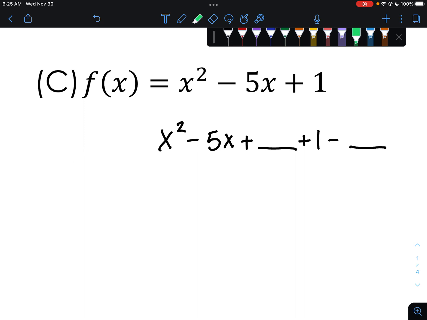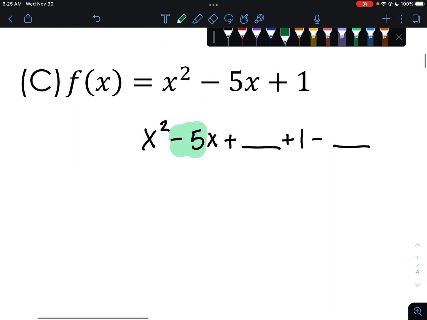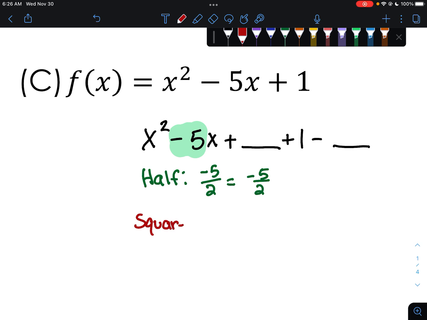I am going to take this middle term right here and divide it by 2. So I'm going to cut it in half. And -5 over 2 is just going to stay -5 over 2. I want to leave it as a fraction. Okay, then I am going to square it.